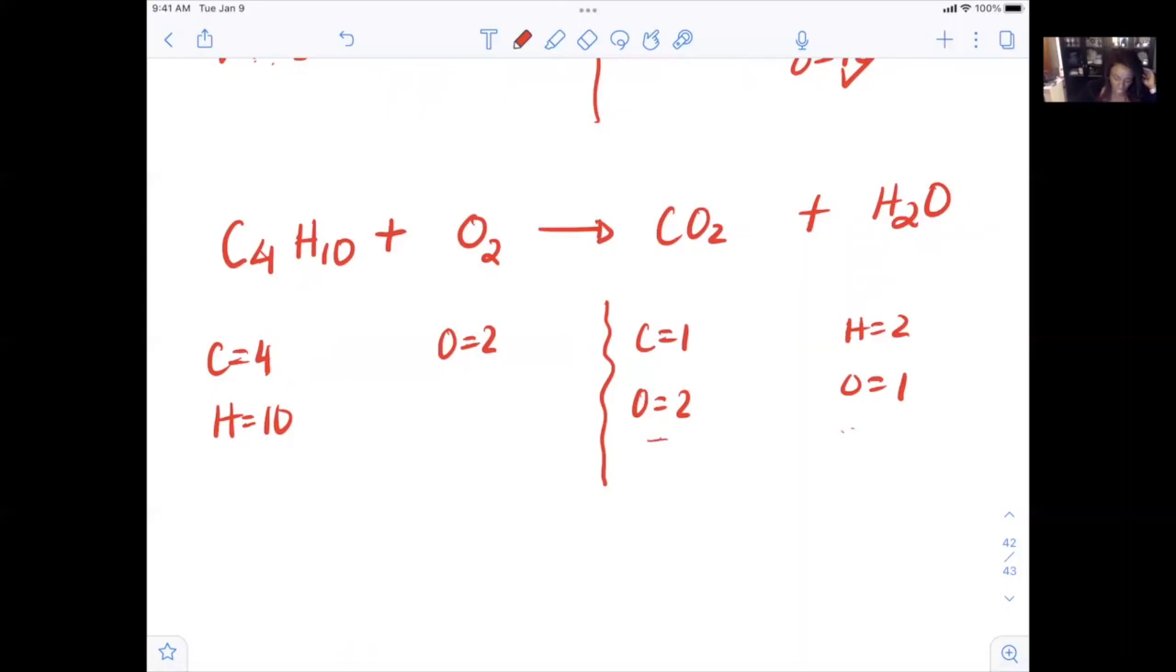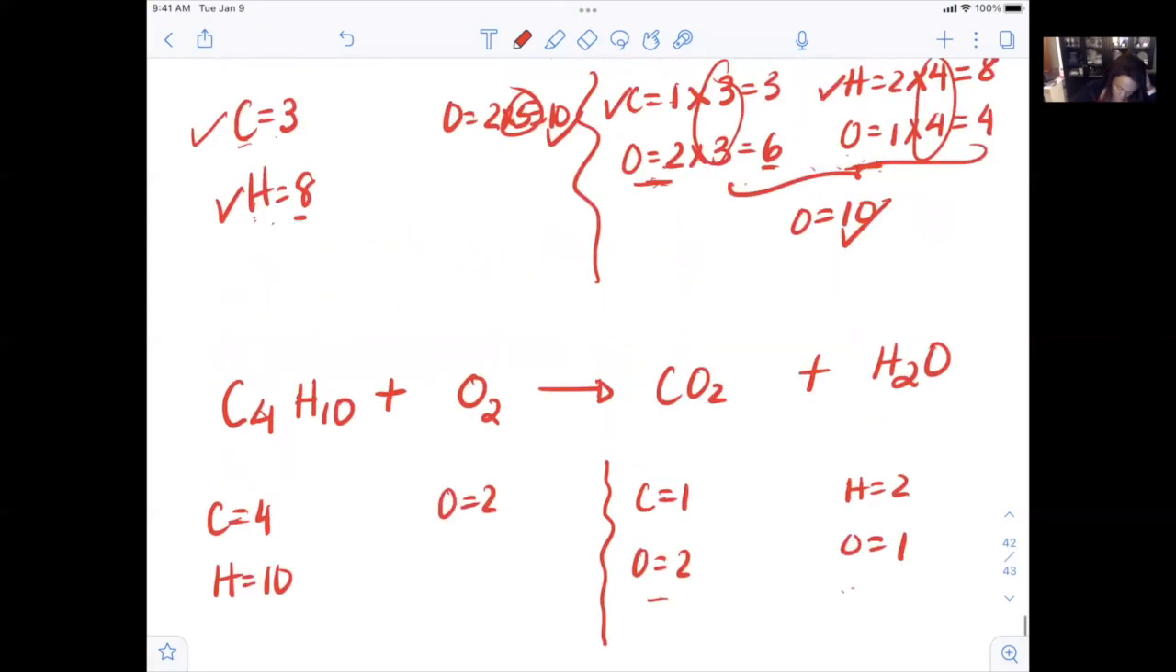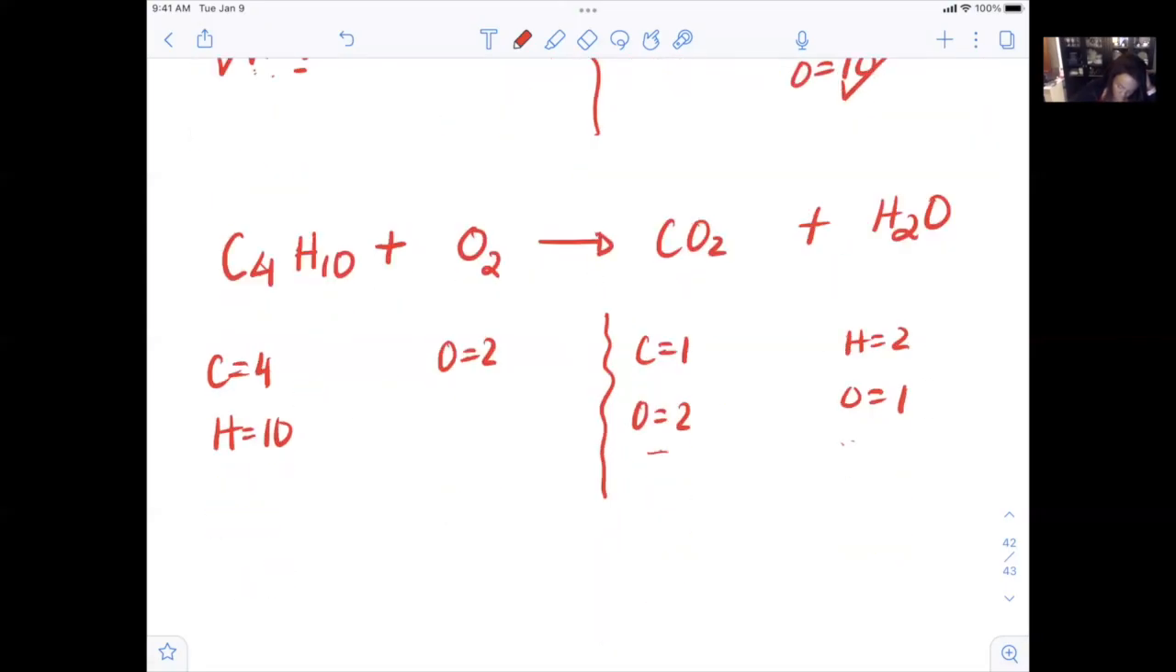With oxygen, it's complicated. Do the carbon first. So carbon here, I'm trying to get the one on the right to 4, so times 4. So we end up with what? 4, we end up with 8, correct? On the right side, I'm trying to get the hydrogen to be 10. So I multiply by 5.